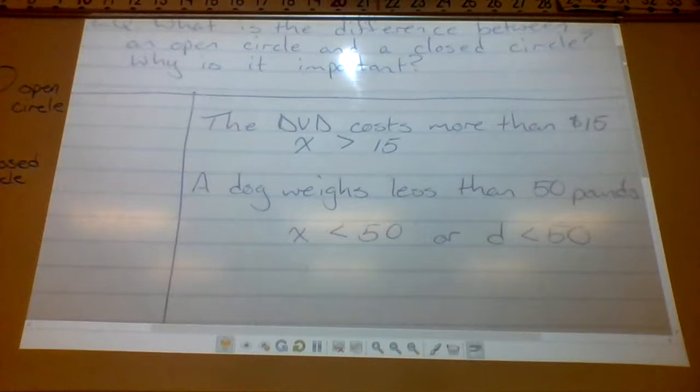Does it matter which variable? No, as long as you know what that variable stands for. Okay? So let's do something really easy.